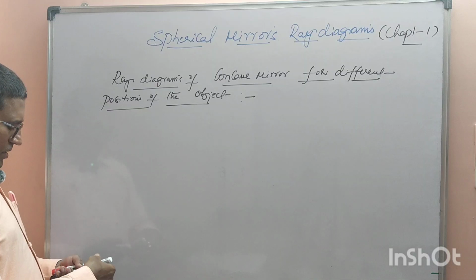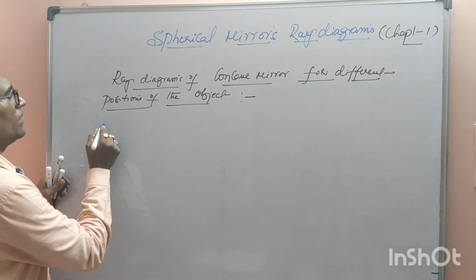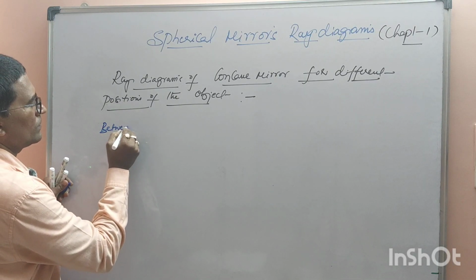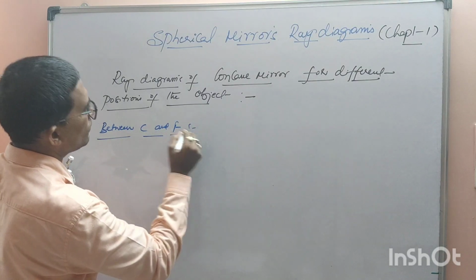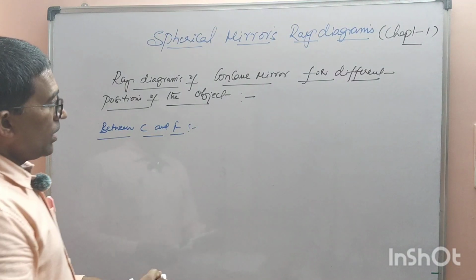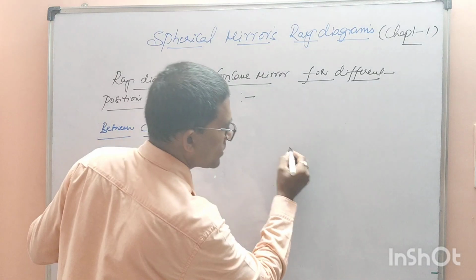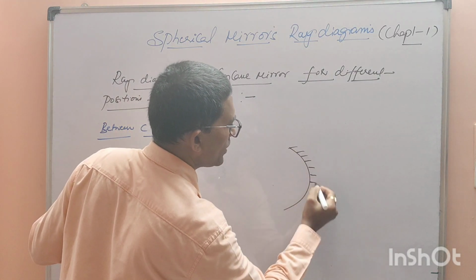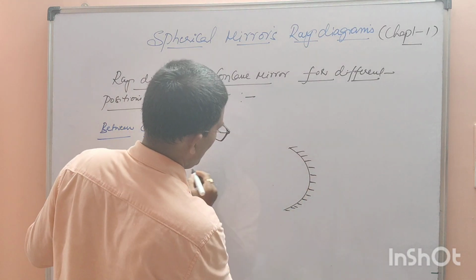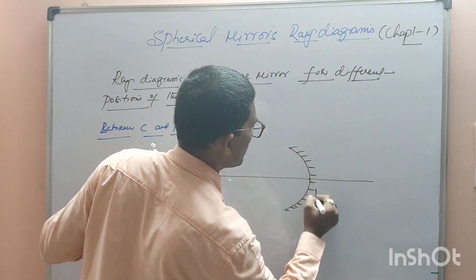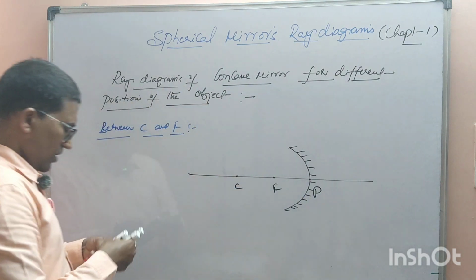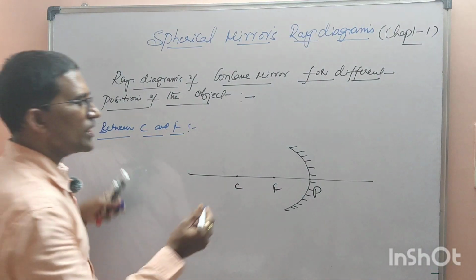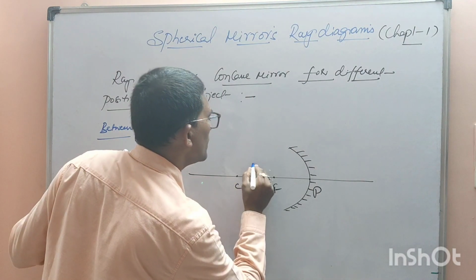Now here the object is placed between C and F, center of curvature and focus. This is a concave mirror, this is the pole of the mirror, this is the focus, and this is the center of curvature. Now the object is placed between C and F. I am going to place the object here.